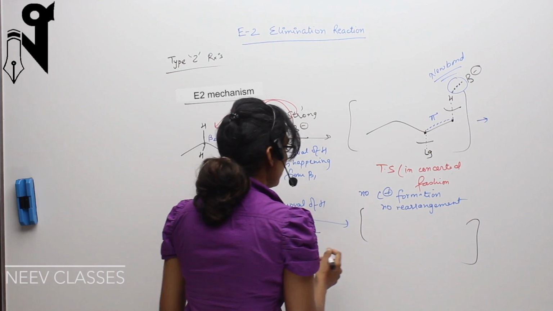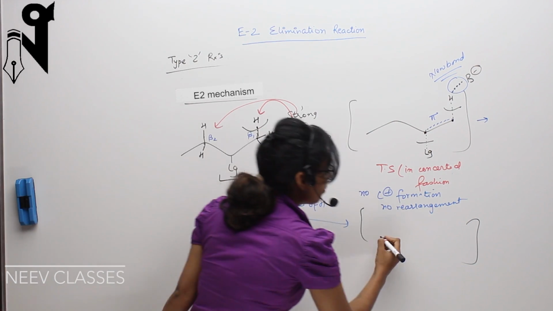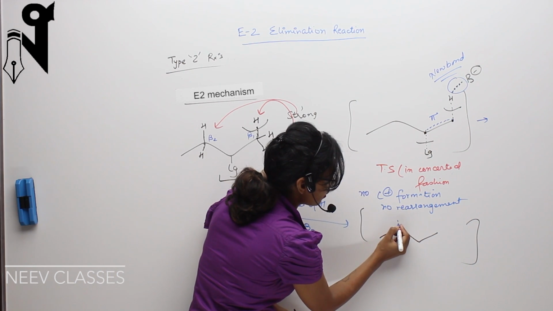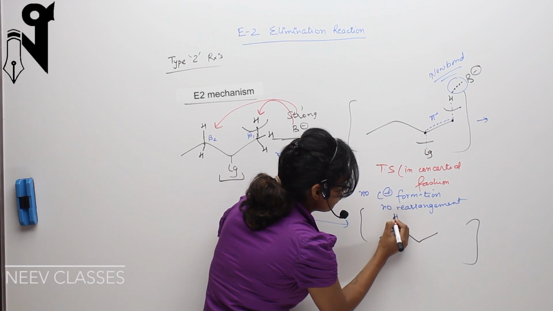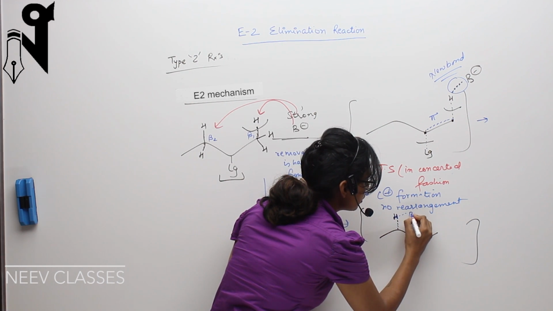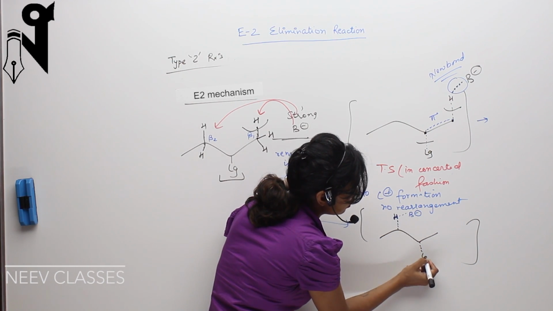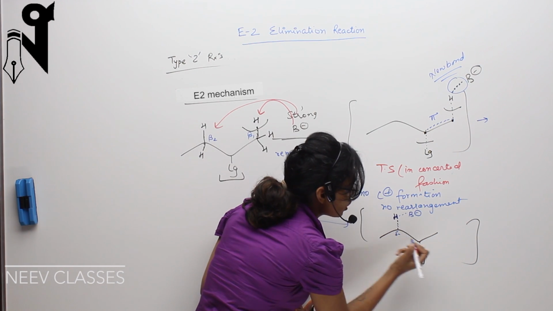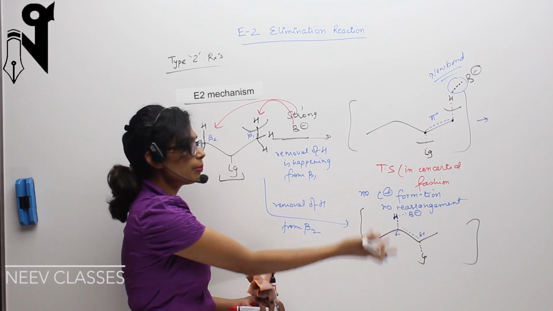Now in a similar way, if I do the removal from the beta 2 position rather than from beta 1, how will my transition state look? So here the hydrogen will be breaking its bond with the carbon, whereas the new bond between hydrogen and base would be forming, right? And the leaving group would be leaving. And this carbon would have gained a partial negative charge. This carbon would have got a partial positive charge. So partial double bond character would have already appeared in this transition state.